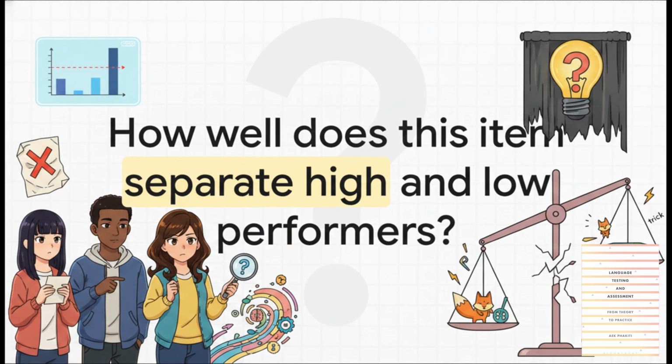Wait, hold on a second though. If a question has a difficulty of 0.40, that means 60% of the class actually got it wrong. How do we know if it's a genuinely fair, difficult question or if it's just a really poorly written trick question?